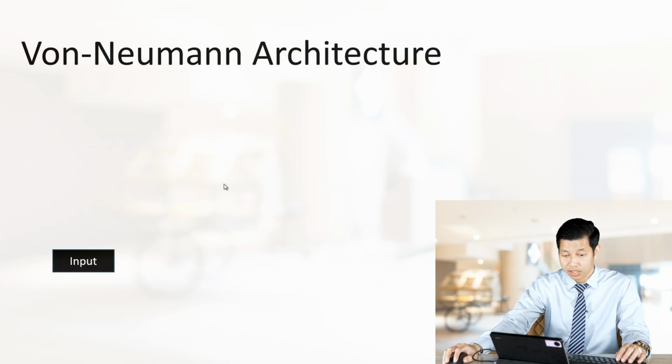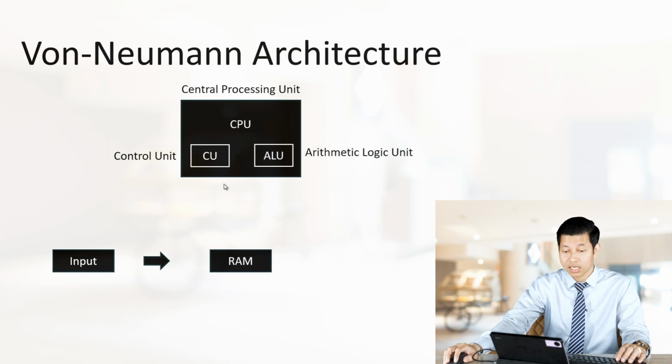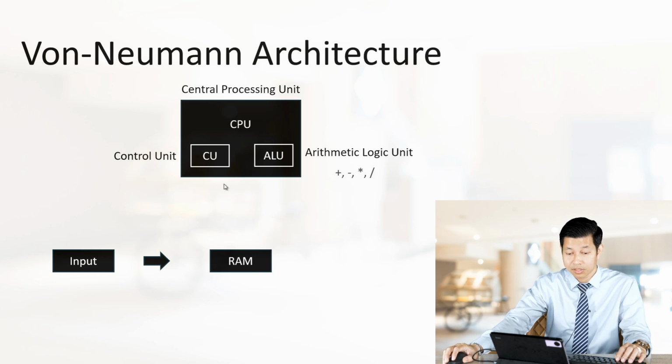One is input. The input comes in and is stored in the memory. The input becomes the command and is ready to process. There are two parts to the process. One is the CU, control unit, and two is the ALU, arithmetic logic unit. The role of the CU is to manage the command and the input-output, while the ALU's role is to perform the task of mathematical functions.